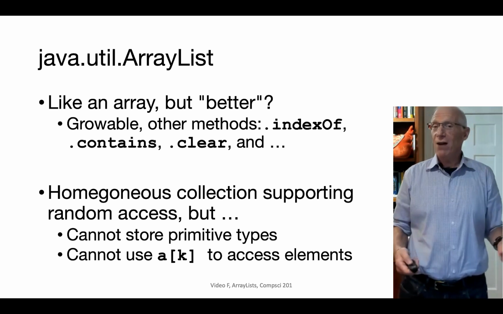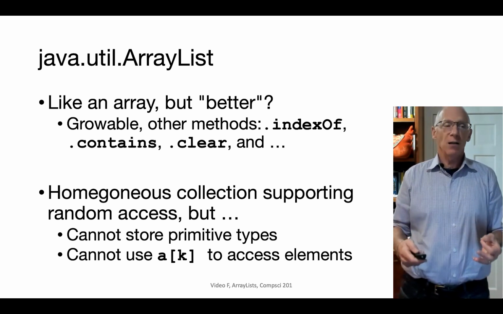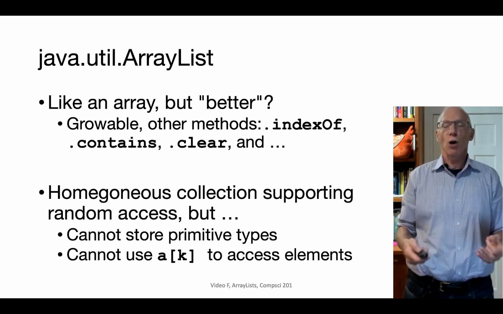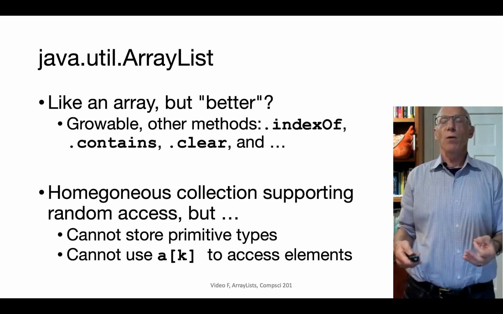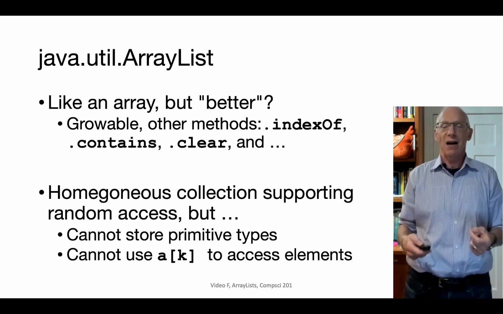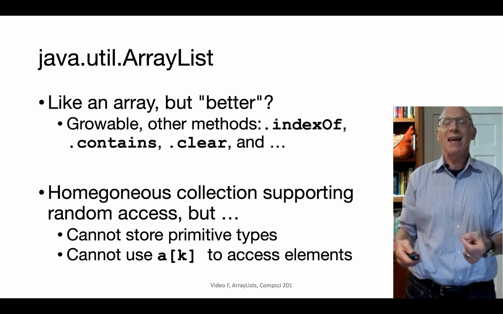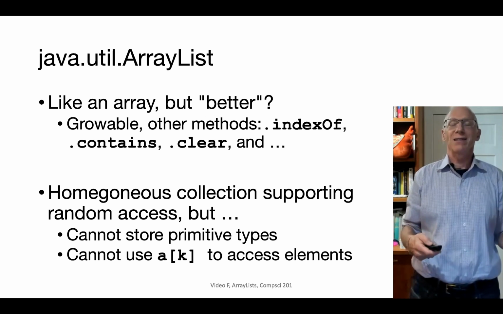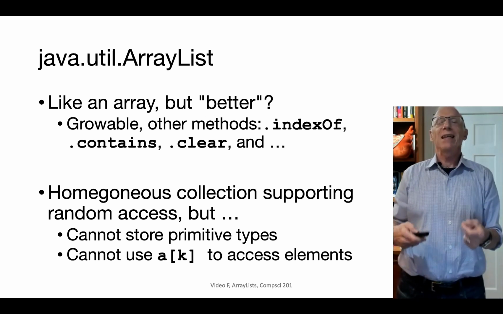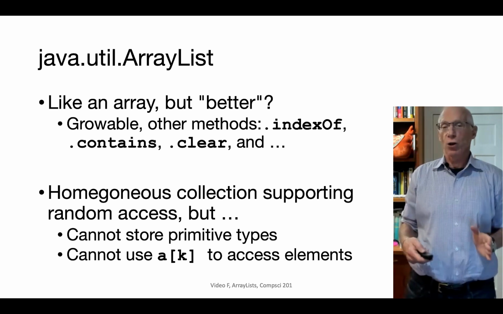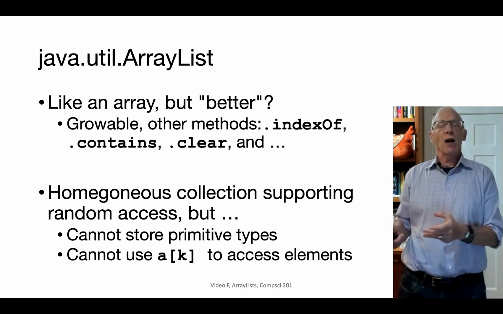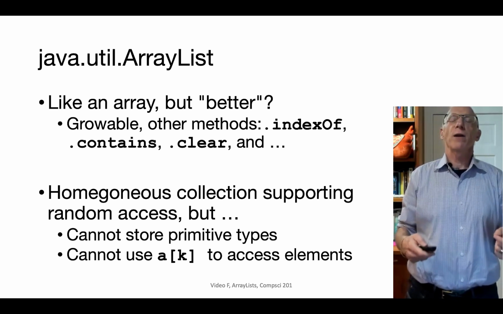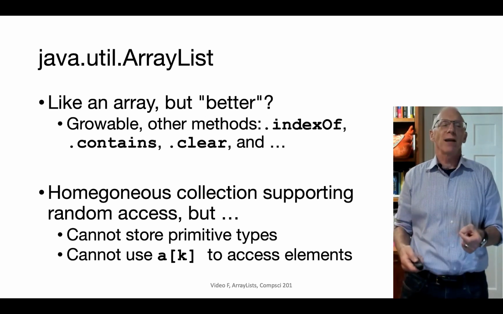Why do we need java.util.ArrayList? Because they're like an array, homogeneous collections supporting random access, but they grow. And they also contain useful helper methods that are part of each array list object. We can ask if an array list contains a specific object, a string for example. We can clear it with one statement, list.clear. We can determine the index of a specific element, where it occurs in the array list. We could write our own code for doing this with an array, but with an array list, the code is already written and we can access it using the ArrayList API.